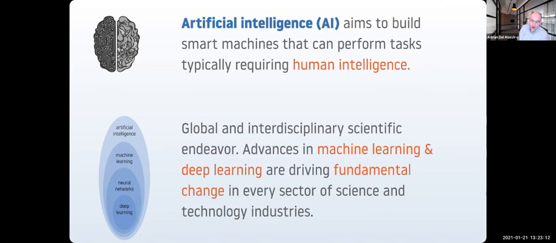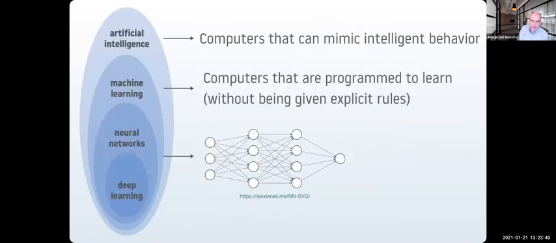Over the last long time, but sped up recently because of advances in computing infrastructure, there's really this global and interdisciplinary effort. All these things, the combined advances in machine learning and deep learning, which is a subset of machine learning approaches that we'll focus on in this course, are really driving fundamental change everywhere. So we're seeing that constantly across science and technology. And this hierarchy here is something that bears some further discussion.